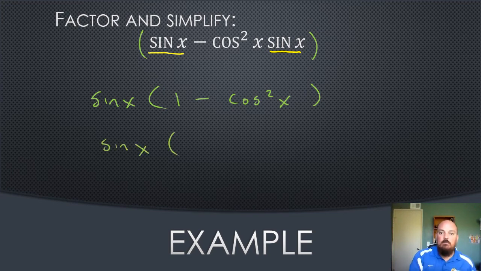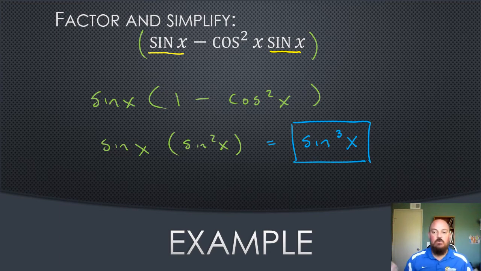I'm going to say that 1 minus cosine squared x, I can change that to a sine squared x. And then for my final answer here, if I have a sine x times a sine squared x, that would be sine cubed x.